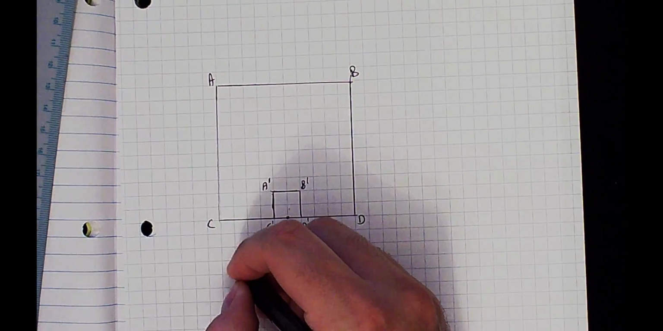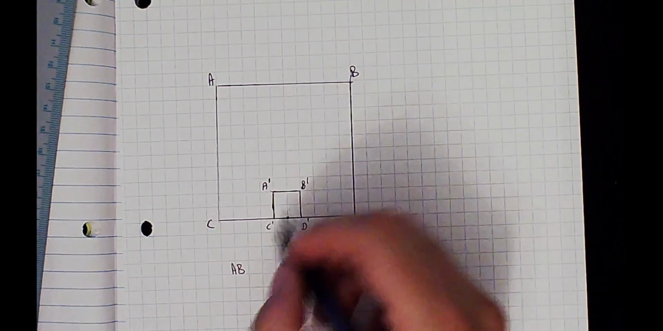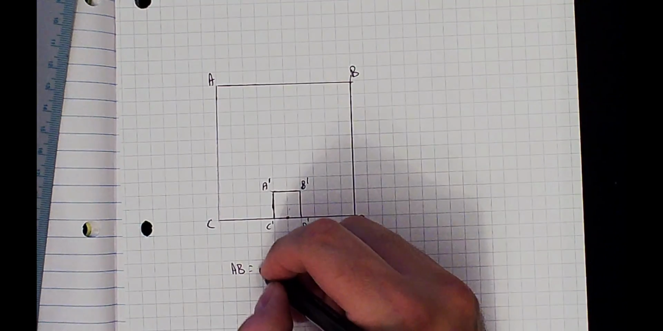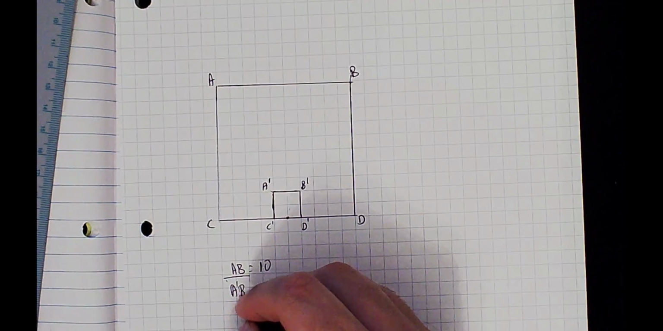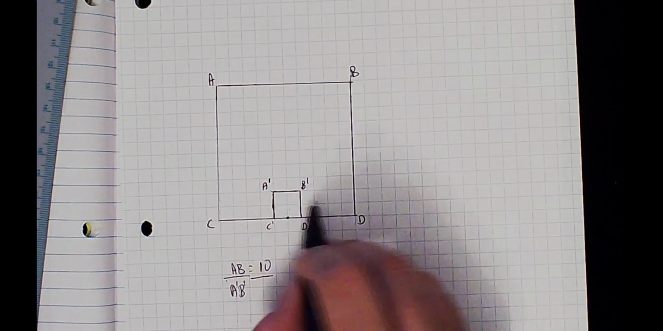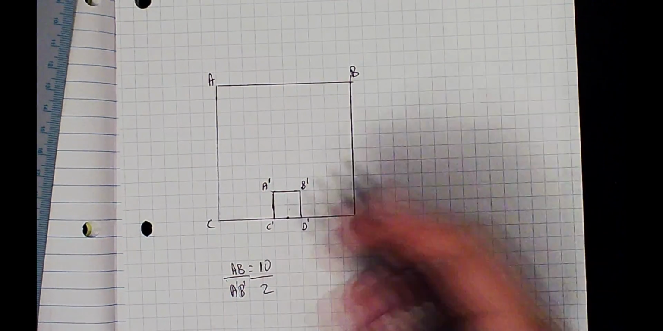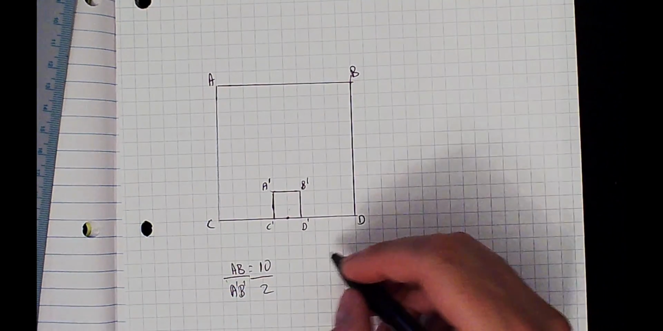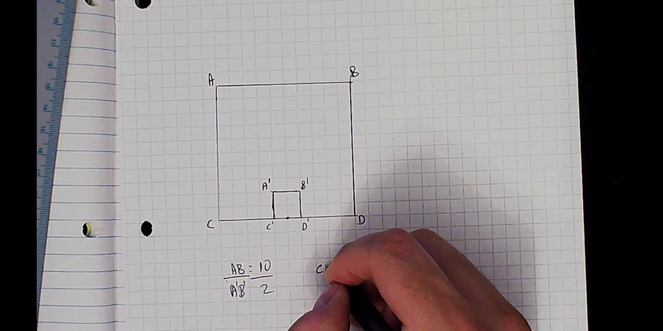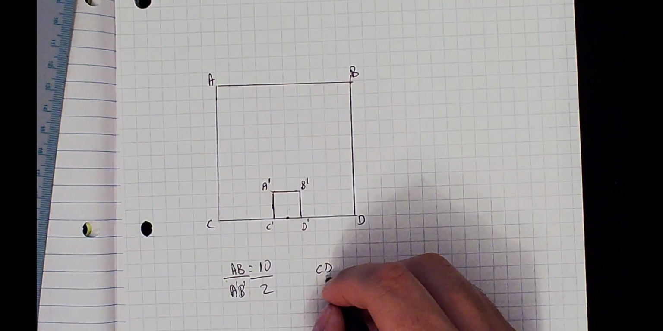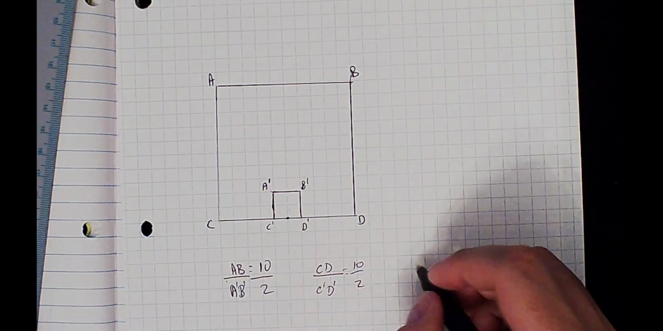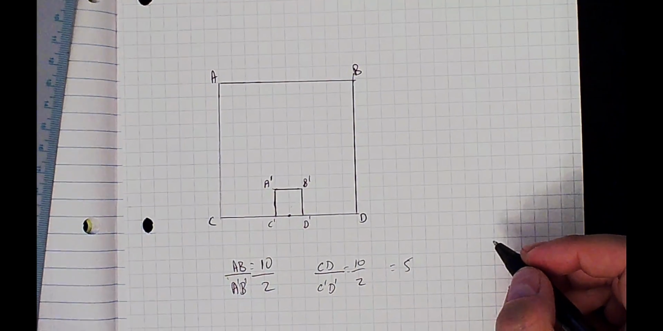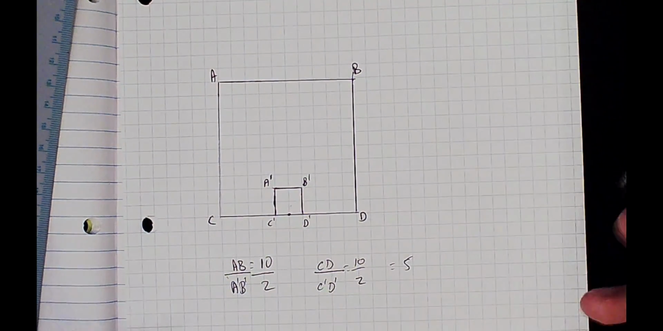So you get AB, the original AB. This is 10. And A prime, B prime, this is 2. So let's get one more, even though we know it's a square. Let's get CD, C prime, D prime. It's also 10 and 2. So this is a scale of 5. It's being reduced by a scale of 5.